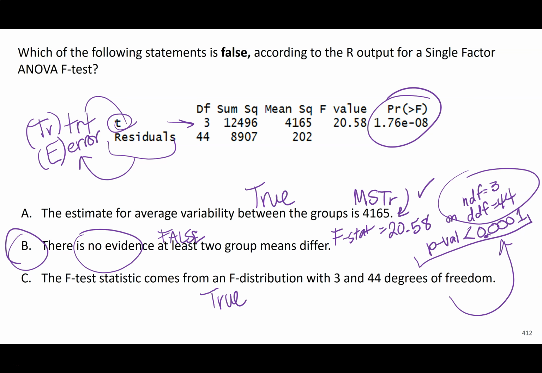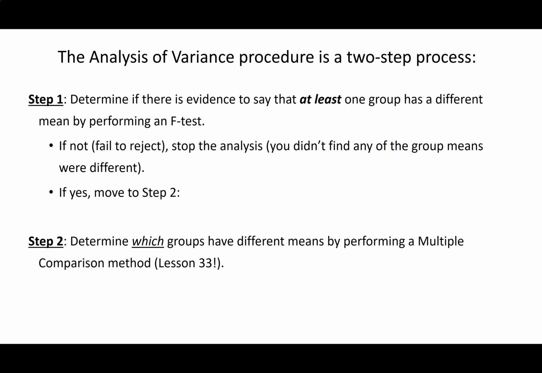Sometimes we have questions structured like that, like which of these are false. That means two of them will be true and one will be false, and we want you to pick the false one.